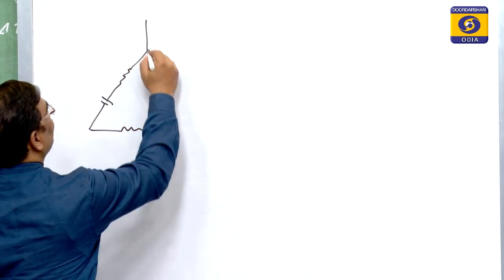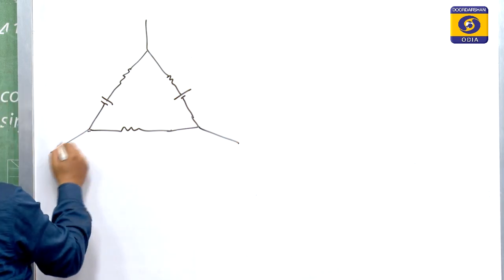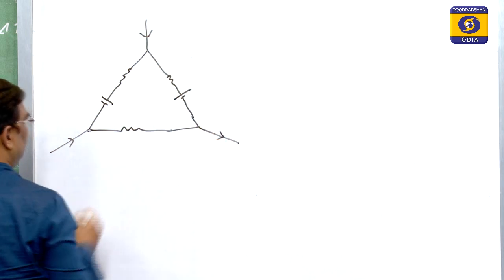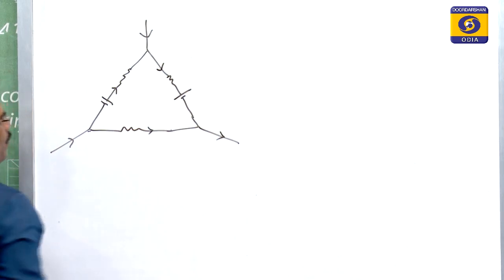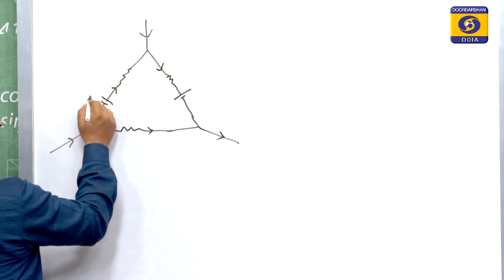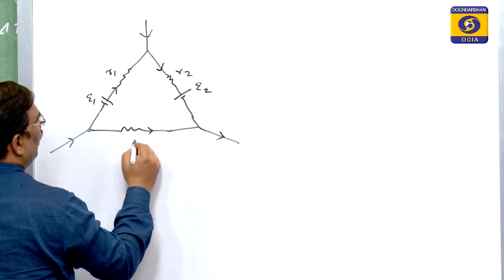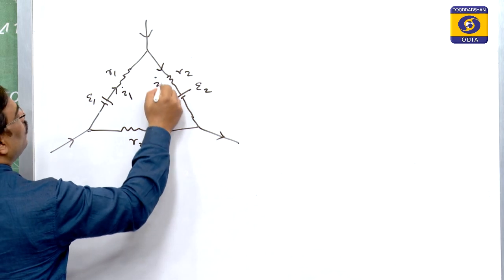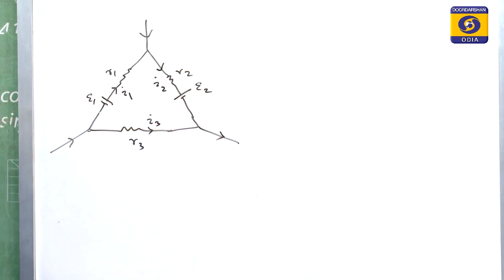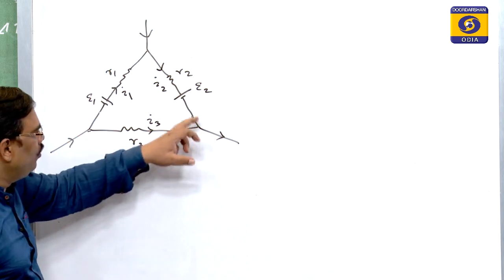This is a closed mesh, and current is, suppose, flowing like this. Now, suppose this is my E1 and this is R1, this is E2, this is R2 and this is R3, and this is my current I1, current I2 and this is current I3. So, this is the part of a big network and this part is forming a closed mesh.